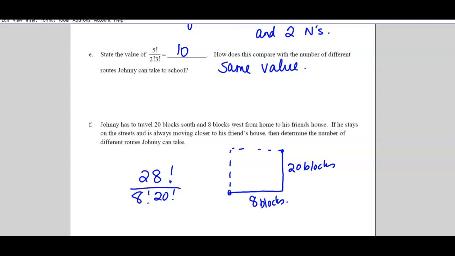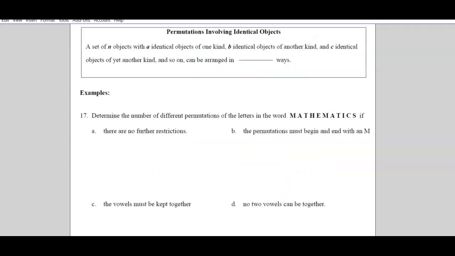Alright, so that summary box on the top right says a set of n objects with A identical objects of one kind, B identical of another, C of another. This would be many different identical objects. In this particular case, it would be n factorial over A factorial, B factorial, C factorial. And you could always show that as n, p, n if we wanted to. So we divide out by the repeats.